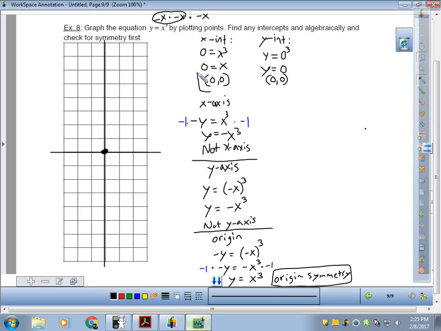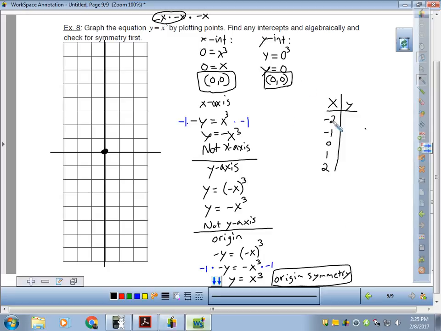Alright, so we've done the first thing it asked us to do, which was to find the intercepts and check for symmetry algebraically first. The rest of this is just going to be making a little table to help us graph this function. Now you might notice I didn't go negative 3 to 3 this time, I only went negative 2 to 2. The reason for that is when you do 3 cubed you get 27, and it's going to be way off this graph, so I didn't even bother.